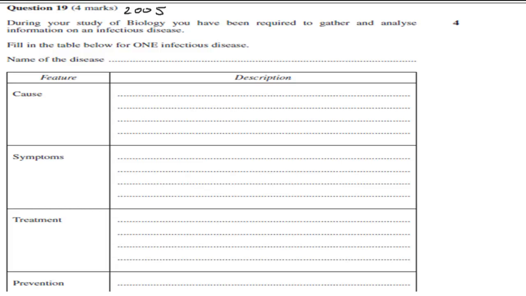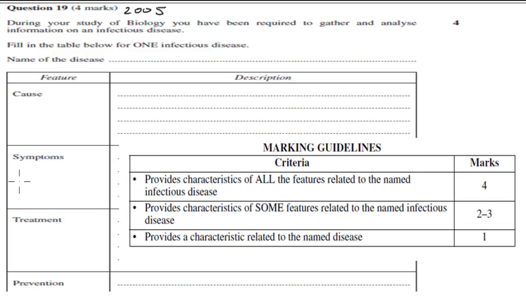Welcome back. Alright, so the actual answer for this would come from this marking guideline, and it says to get 4 marks, so 4 out of 4, what you have to do is provide characteristics of all the features related to a named infectious disease. So in this case, don't just write one thing. Anything that you can remember, and obviously that's kind of given because you've got more space than just writing one line. So anything that you can remember, write down.